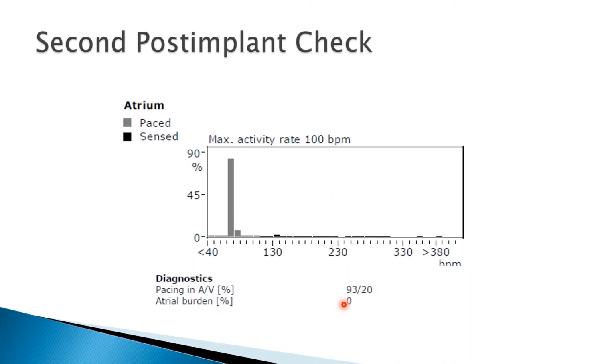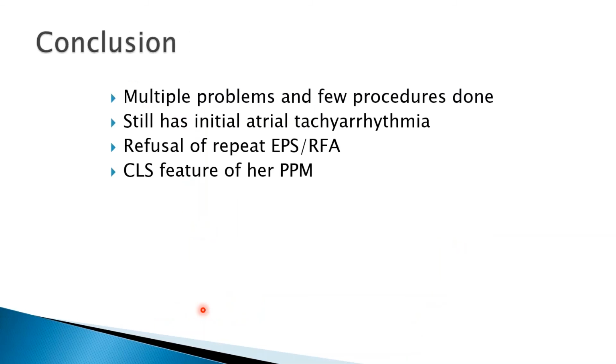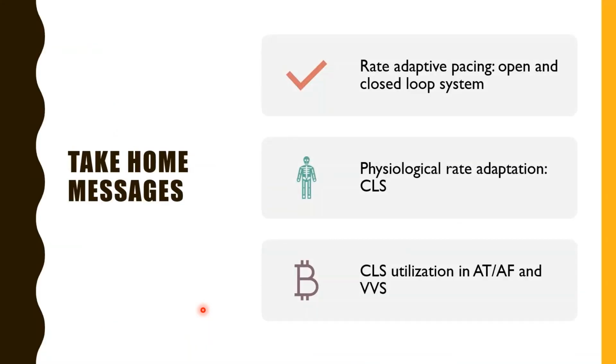Just by a tweak of programming in the CLS capable pacemaker, we were able to prevent the recurrence of atrial tachyarrhythmia. Of course, on recent or subsequent checks, this is maintained at 0% atrial tachyarrhythmia burden. So the conclusion is that this patient had multiple problems, went through multiple procedures, and had a recurrence of a likely CTI-dependent atrial flutter. But the good thing is the patient had a CLS pacemaker on board, and we utilized that as a non-invasive intervention to prevent the recurrence of atrial flutter. So this really helps in the long run for these patients.